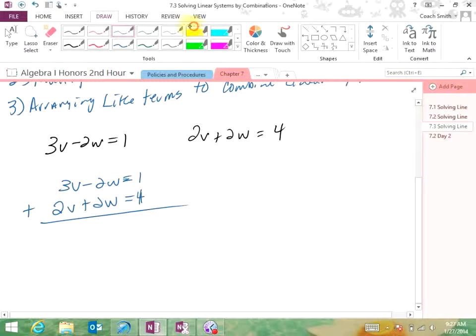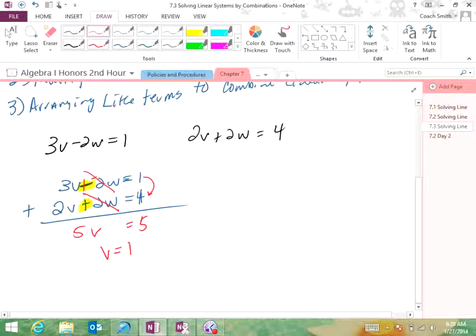Well, right here you can see that I have the opposites there. Because remember, this is plus a negative. So I'm going to add this up, 1 plus 4, which is 5. Then these 2 cancel each other out, leaving me with one variable. 3v plus 2v is 5v. So now I solve 5v equal 5. That means v is equal to 1.